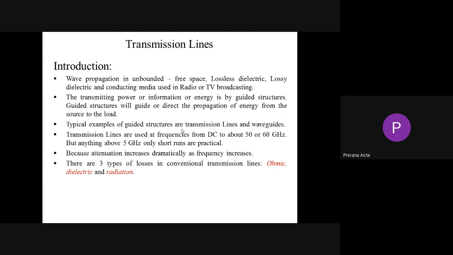So there are three types of losses in conventional transmission lines. That is ohmic loss, dielectric loss, and radiation loss. These are the three losses that occur while transmitting high frequencies in transmission lines.